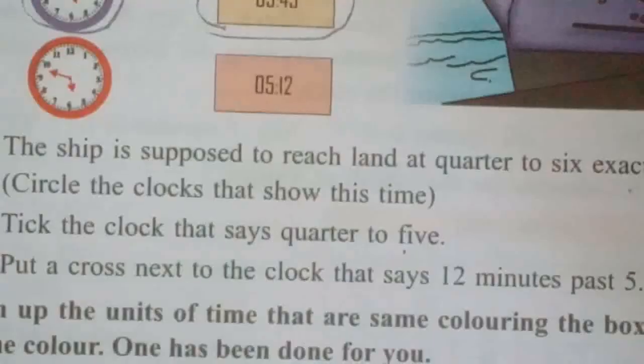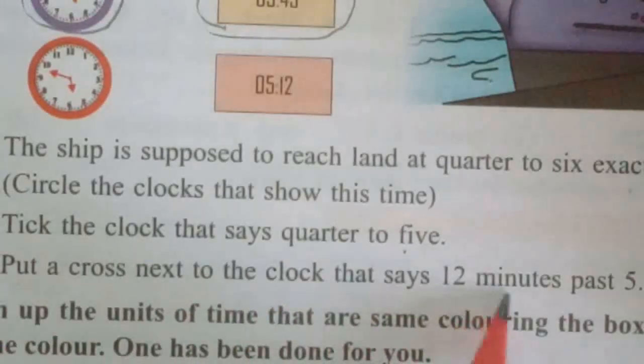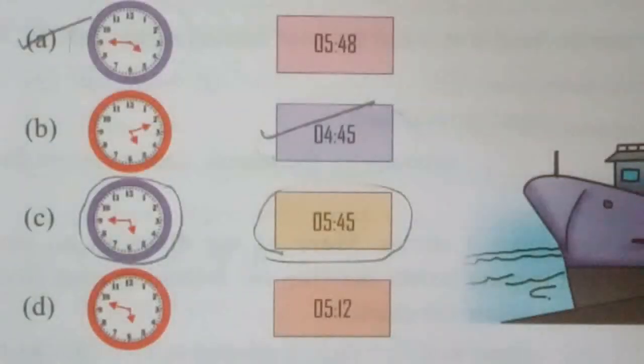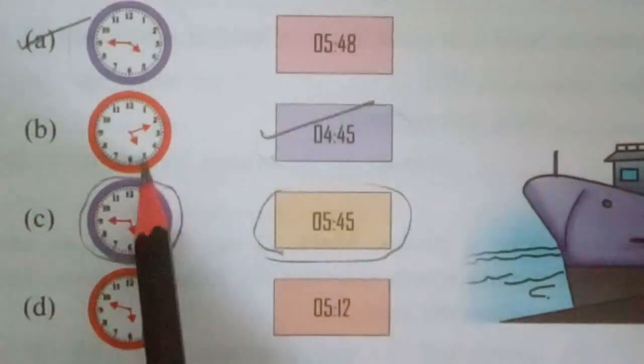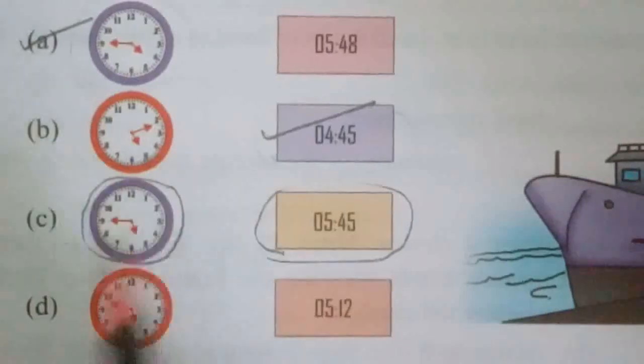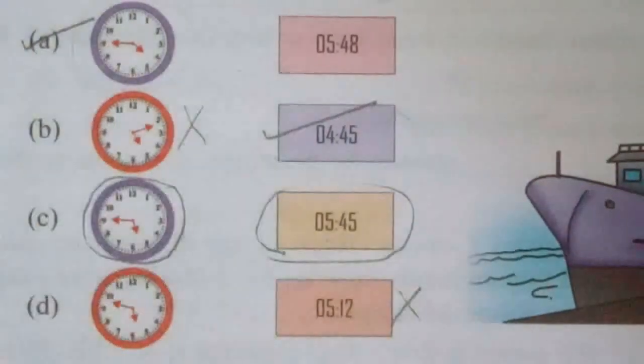Okay. And the next is put a cross next to the clock that says 12 minutes past 5. Which clock is showing the time 12 minutes past 5? Means 5 o'clock and 12 minutes extra. In this one, 2 fives are 10 and 2 more, 12. And 5:12 in this digital clock.